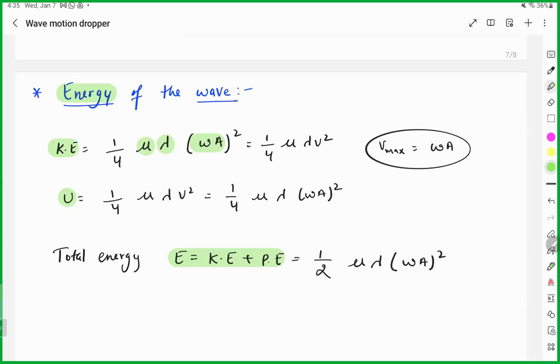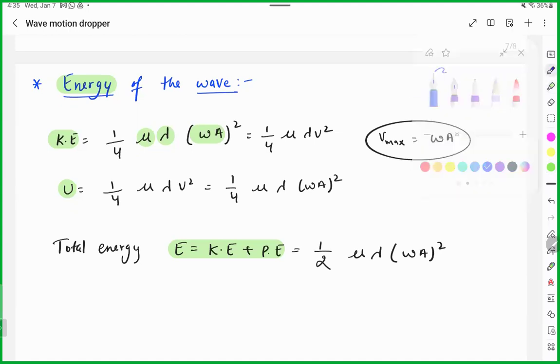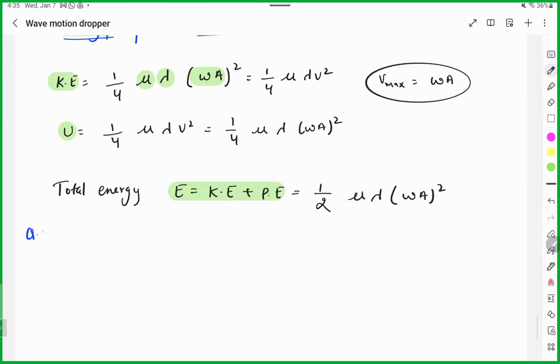Example, if kinetic energy of a wave in one wavelength is 50 joule, what will be the total energy and potential energy? Question number 3. If kinetic energy of a wave, because in this chapter we are talking about wave, is 50 joule, you have to calculate what is the potential energy and what is the total energy.